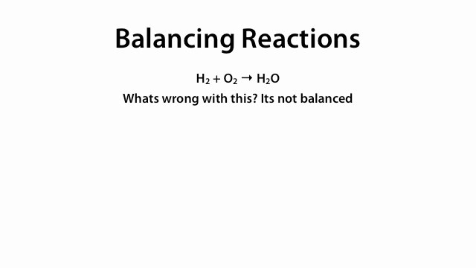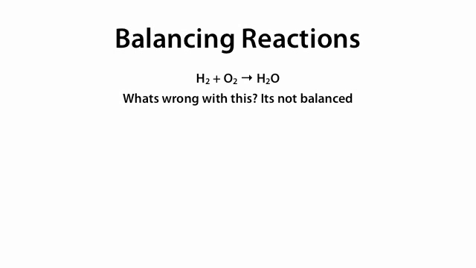What do we mean by this? If we look at the left and right side of the reaction, we see 2 atoms of hydrogen on the left side and 2 atoms of hydrogen on the right side, which is fine, but there are 2 atoms of oxygen on the left side, but only 1 atom of oxygen on the right side.